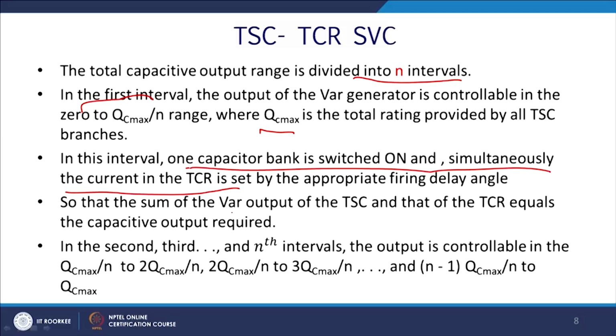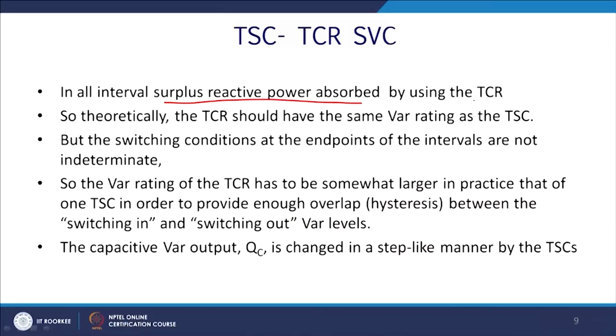So that the sum of the var output of the TSC and that of the TCR is the capacitive output required. So, it will compensate the negative var. In the second, third and nth interval of the output control, let us say this is QC max by n, there will be 2 QC max by n and so on till QC max. So, you can have a step change in the operation of compensating var. We shall see this in a waveform soon. In all intervals, the surplus of the reactive power is absorbed by the TCR. That is what I was saying.